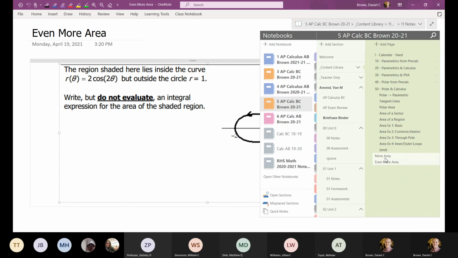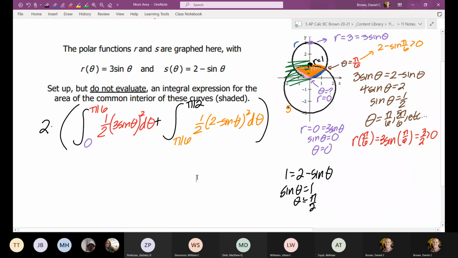Seth, I think you had your hand up. No, maybe. Will the graphs ever, if we're doing a graph on the AP exam, will they ever intersect at non-whole numbers? Potentially, and you can use your calculator to find where those cross.